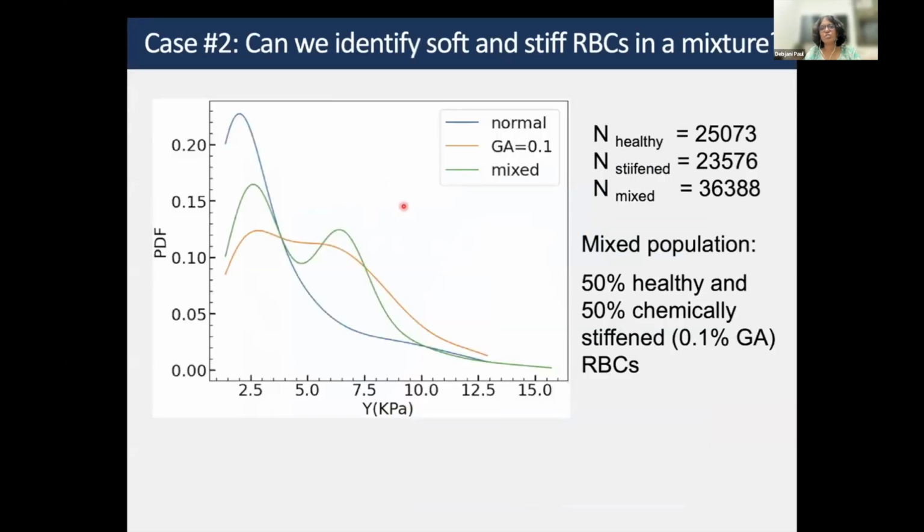Then we took these two RBCs, soft and stiff, mixed them in 50% ratio, and then we passed them through this device again. And as expected, this green plot gives us a bimodal distribution. So the blue plot is for the healthy RBCs and the orange one is for the stiff RBCs, and the green one contains a bit of both. So this tells us that we can actually use it as a deformability-based cell sorting device.